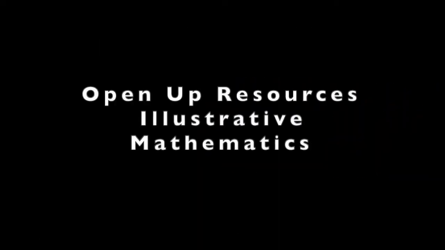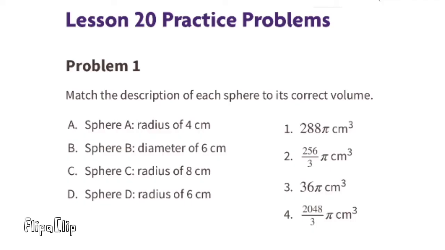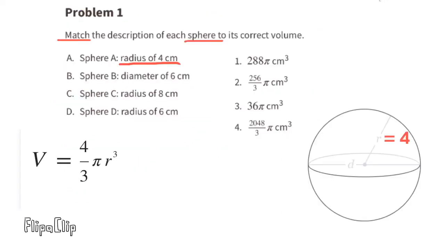Eighth grade Open Up Resources, Illustrative Mathematics, Unit 5, Lesson 20, The Volume of a Sphere. Problem number 1. Match the description of each sphere to its correct volume. Sphere A, radius of 4 centimeters.